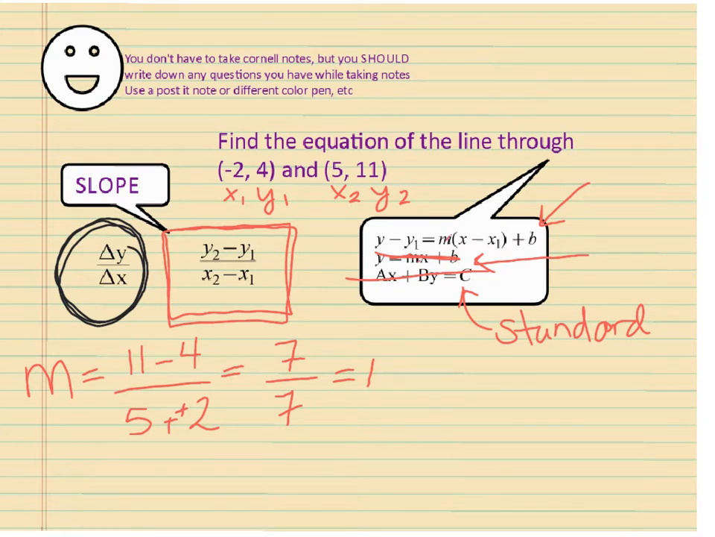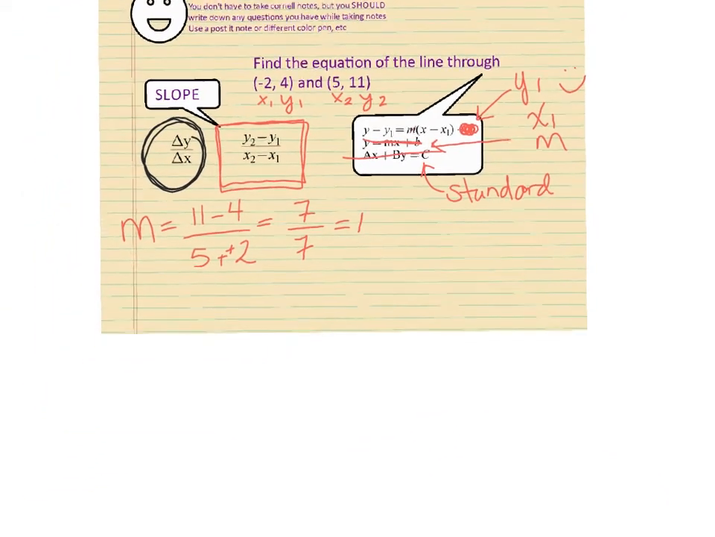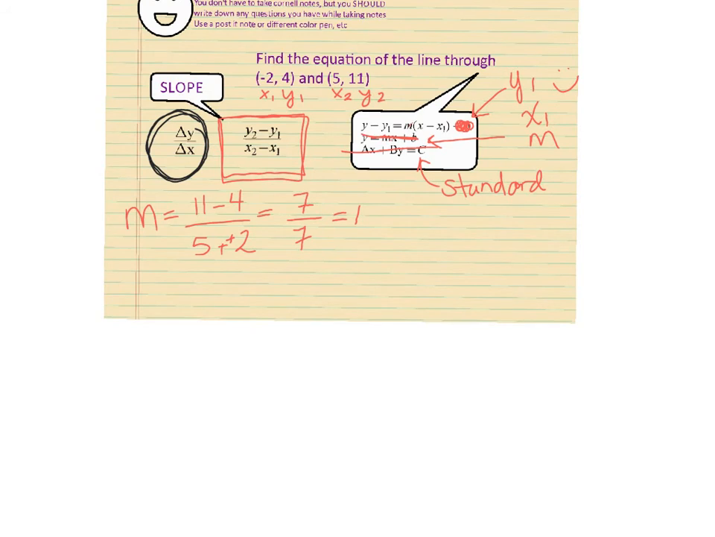Well, what do I know? I know y1 and I know x1. And I also know m. Okay, good. I'm going to use that one. I'm going to shrink this a little bit, put it up to the top so I've got some more room to work. I'm going to use this one. y minus y1 equals m times (x minus x1).